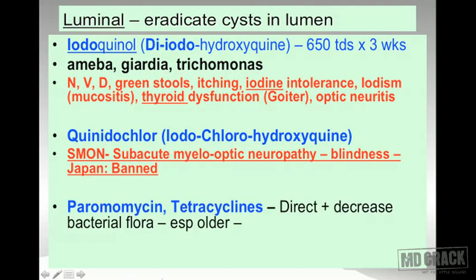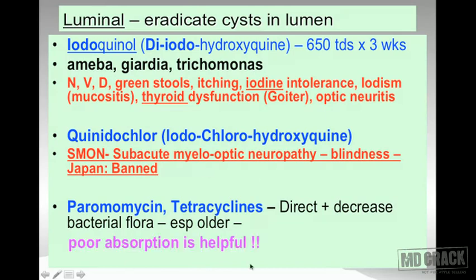Next, you have paromomycin and tetracyclines, which can have a direct effect on the amoeba. Plus, they will decrease the bacterial flora, and this leads to killing or destruction of the amoeba. Especially older tetracyclines are useful because older tetracyclines are incompletely absorbed and they remain in the intestine.